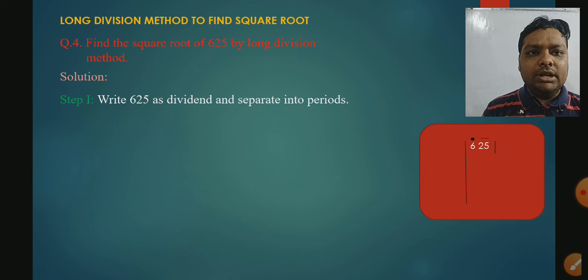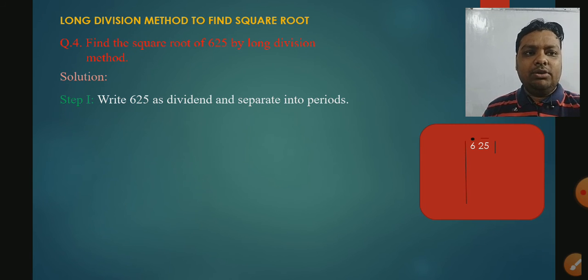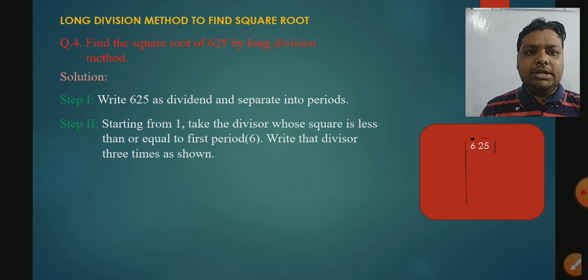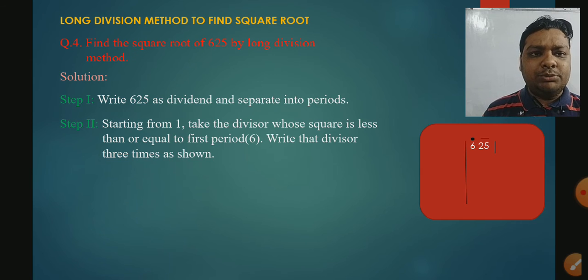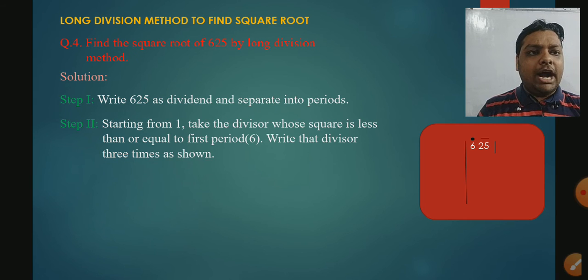Now at first, which number will we divide? Division is not given, then how can we find it? Then always start with 1. Here you can see step 2: starting from 1, take the number whose square is less than or equal to the first period. Here the first period is 6, and write that divisor 3 times as so on. It means we have to start with 1.